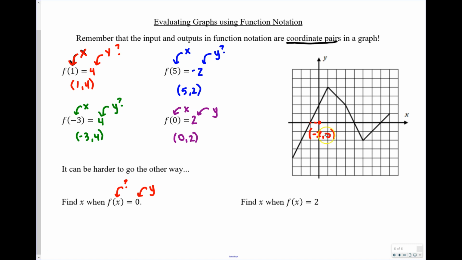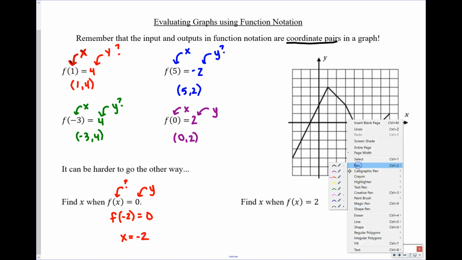So now I've got a point at -2, 0. Notice my 0 is in the y place, which makes sense because in the equation my 0 is in the y place. So I'm going to rewrite this, f of -2 equals 0, and I know that's true because I've got that coordinate here. So to answer the question, I could just say x equals -2 when y is 0. One last example, find x when f of x equals 2.